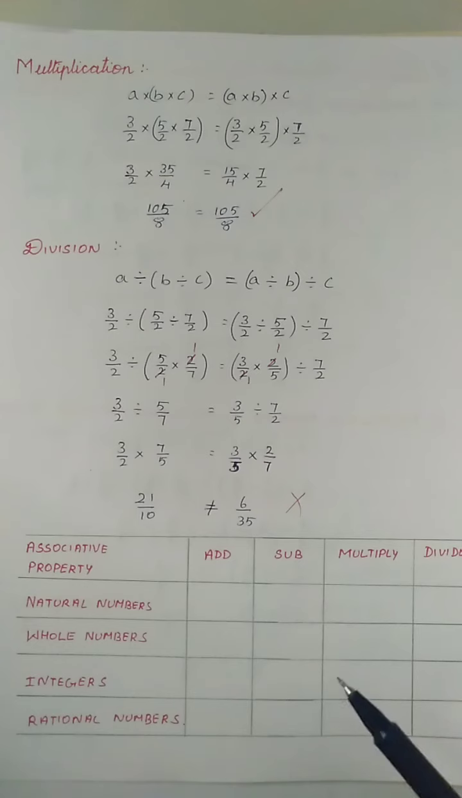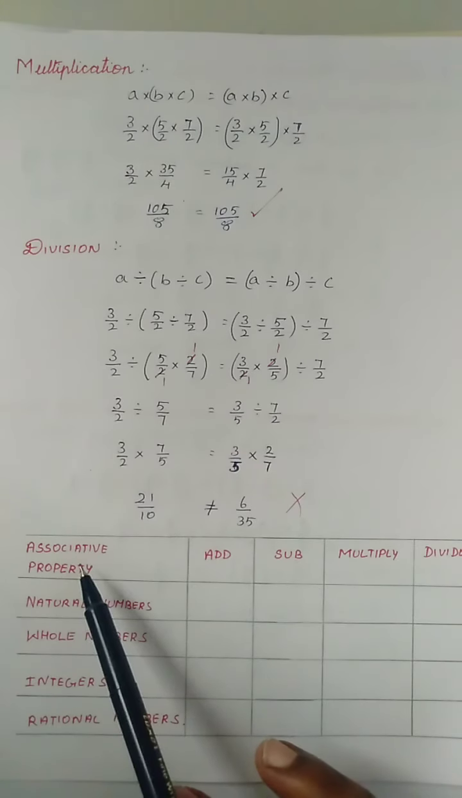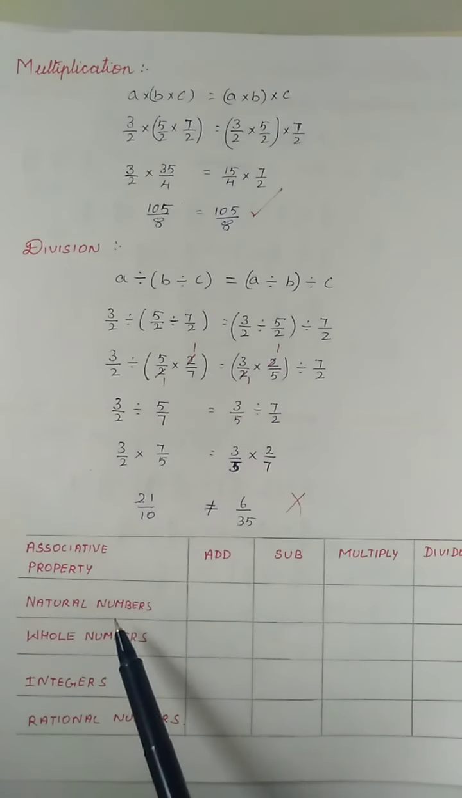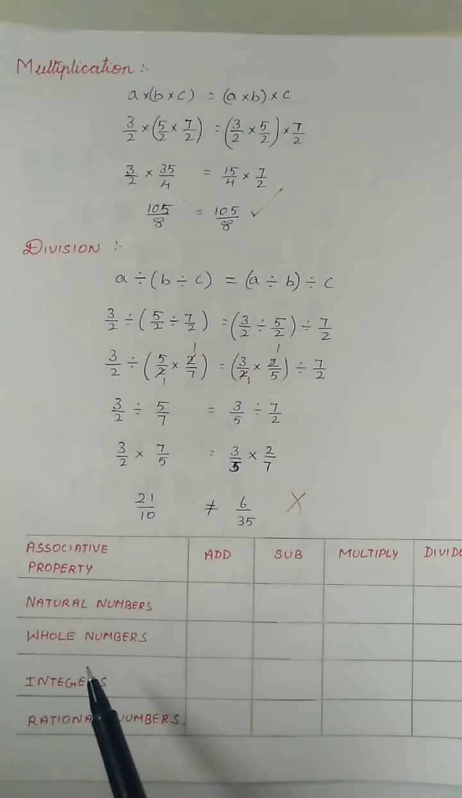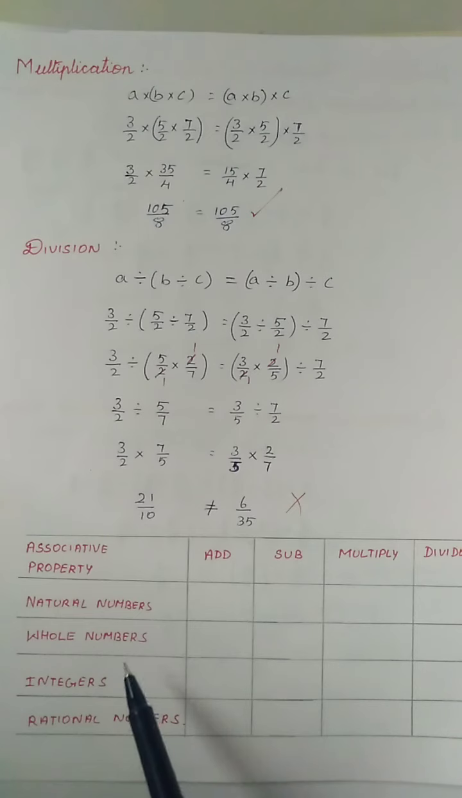Using a few numbers, a small task for you: write this table in your notebook and check whether associative property for natural numbers is true for all the 4 operations. Similarly for whole numbers, integers. Just check it out and tell me the answer.